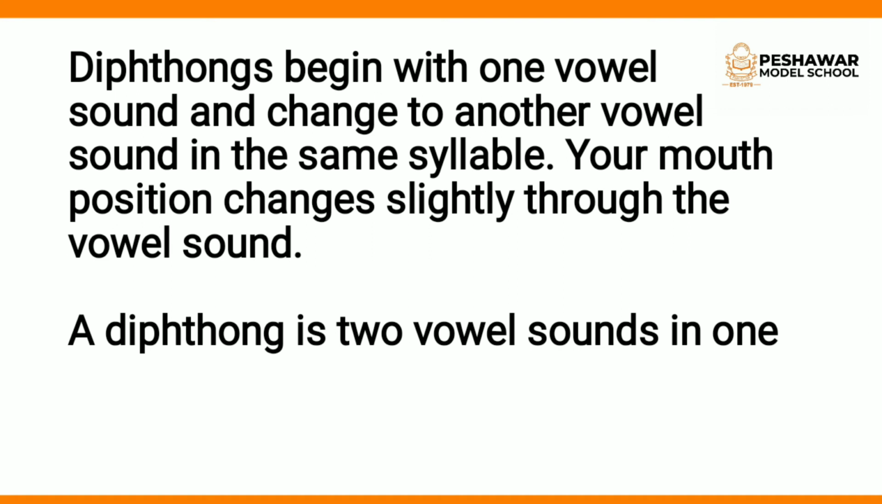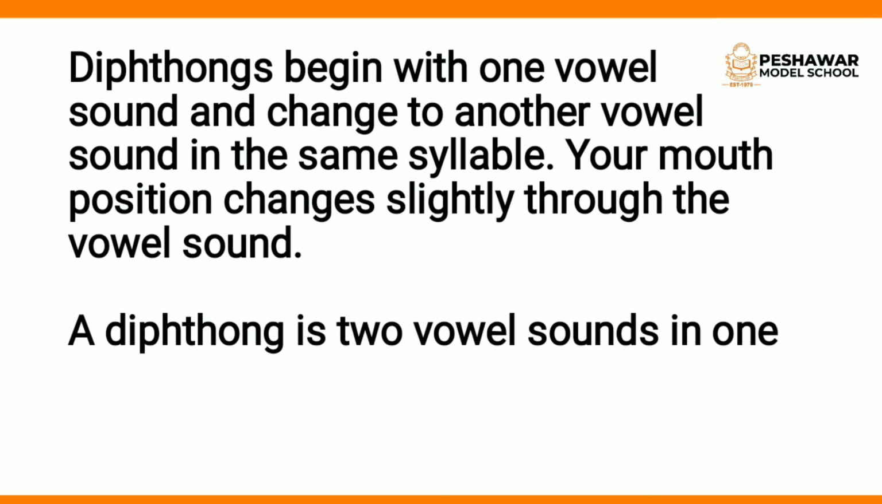Have a look. Diphthongs begin with one vowel sound and change to another vowel sound in the same syllable. How many vowels are we having? We are having 5 vowels: A, E, I, O, U. So in one syllable, it is the rule that we are having one vowel in each part of the word. When we divide a word into syllables, we are having a vowel in each syllable. But here, what is the rule?